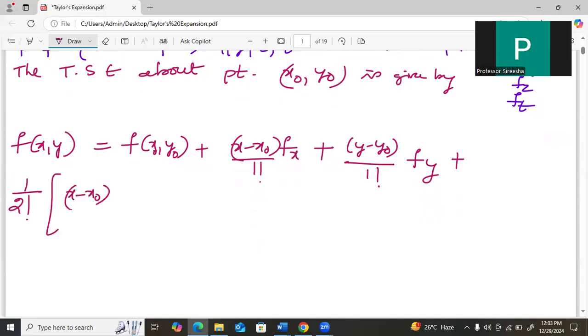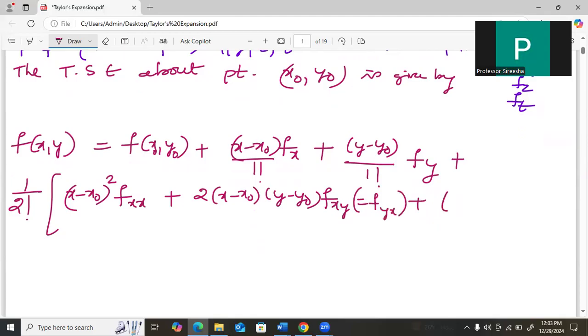X minus x naught whole square fxx, the double derivative. Then 2 into x minus x naught y minus y naught fxy. Of course, if I take 2 inside, then the factorial will vanish. And here you all know that fxy and fyx are both the same, right? Plus y minus y naught whole squared fyy. This would be my second order derivative.